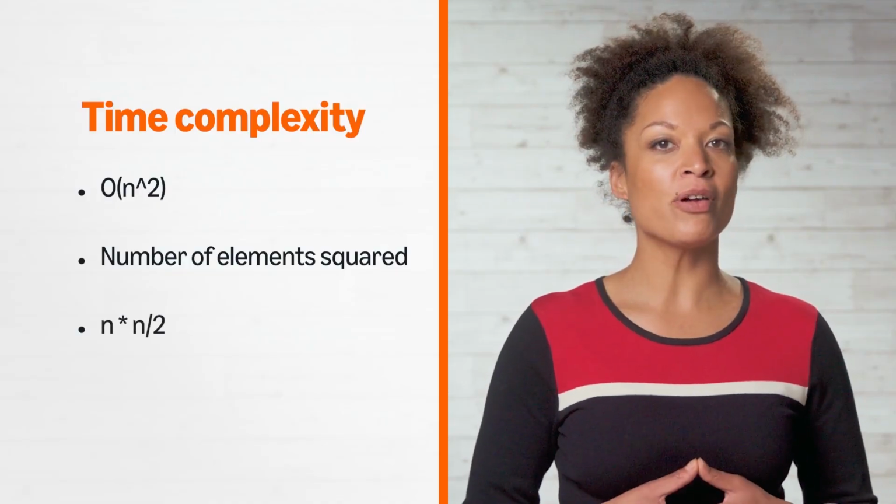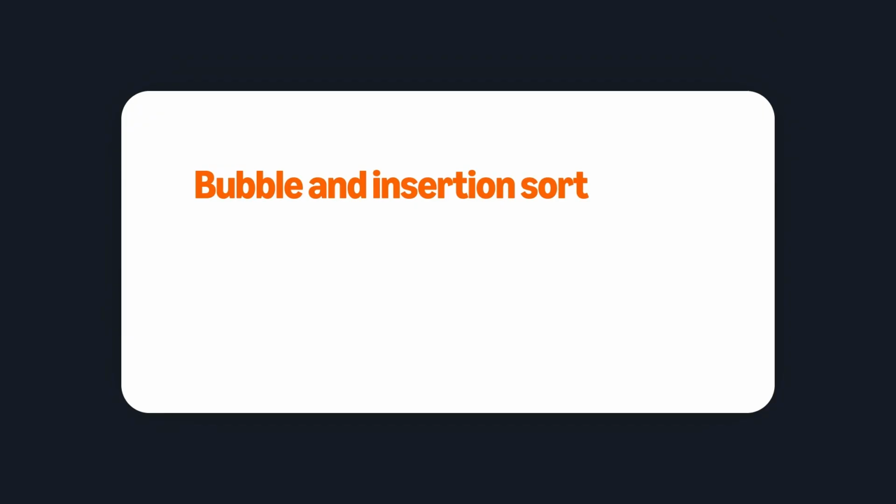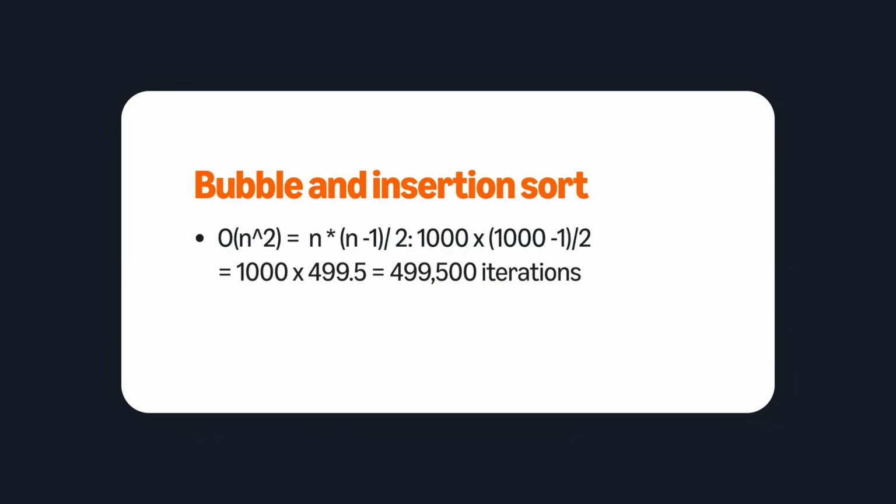Instead, it's the number of elements times about half the elements. So, if there are 1,000 elements, the calculation would look like this. O(n²) equals n times (n minus 1) divided by 2. 1,000 times (1,000 minus 1) divided by 2 equals 1,000 times 499.5, which equals 500 thousand iterations. That is a huge difference compared to the merge sort, which would require only about 9,970 operations for the same number of 1,000 elements.